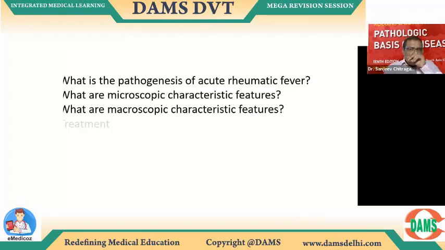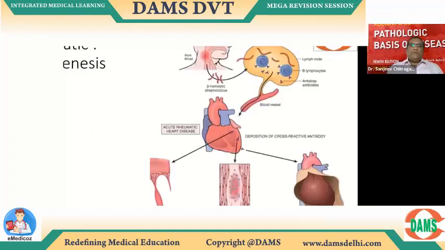In simple words, the pathogenesis of acute rheumatic fever is nothing but a type 2 hypersensitivity. So what is this type 2 hypersensitivity? Usually there is an infection by beta hemolytic streptococcus. So the patient has a sore throat, that was given in the history. Whenever anybody has a sore throat, you mount an immune response to this organism. Everybody of us would have had a sore throat, but everybody of us did not develop rheumatic fever.